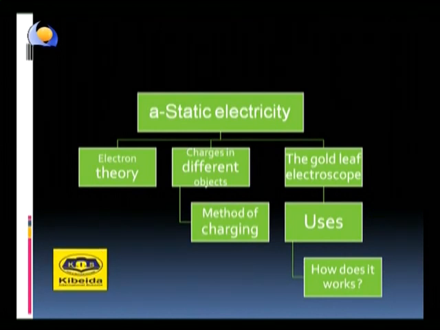The second part of static electricity is charging different objects, and how the charge takes place in different objects according to the nature of their materials. Then methods of charging: charging by rubbing, charging by induction, or charging by conduction. The last part of static electricity is the gold leaf electroscope, which is a scientific device that has its own uses, and how does this device work? This is about static electricity.